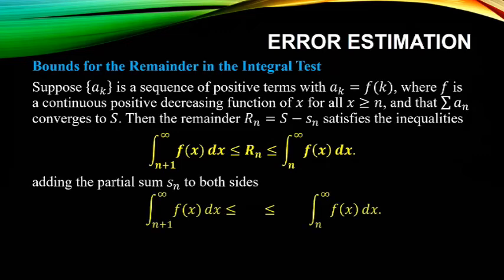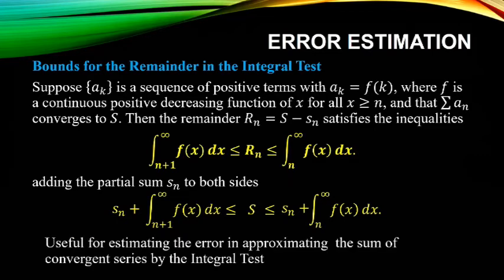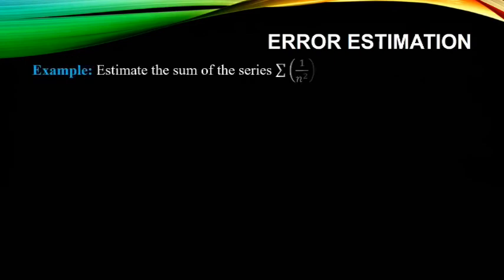So adding the partial sums to both sides, we have the partial sum plus the integral of f of x dx from n plus 1 to infinity. Then R sub n plus the partial sum is actually the total sum, which is less than or equal to s sub n plus the integral of f of x dx from n to infinity. So it is useful for estimating the error in approximating the sum of a convergent series by the integral test. So, example: estimate the sum of the series, the summation of 1 over n squared.